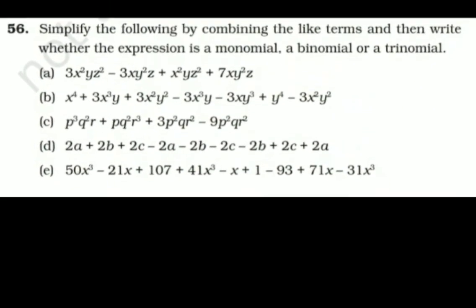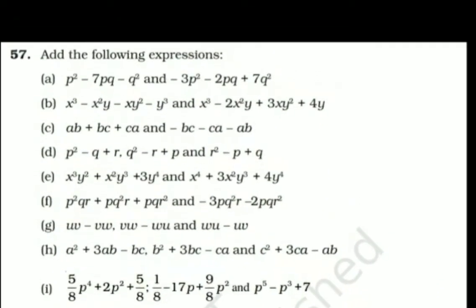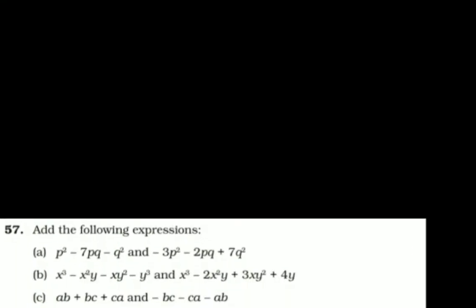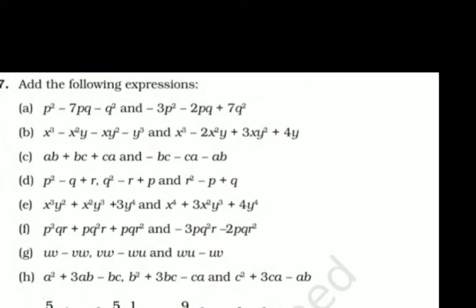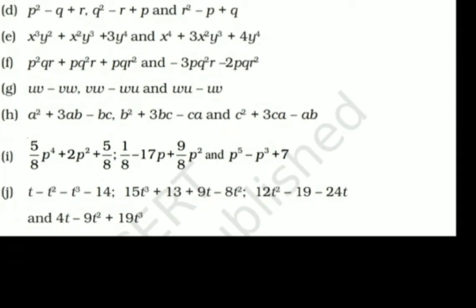Then I will go to the second question. Add the following. Here two algebraic expressions are given, and in between "and" is given. That means first you have to write the two expressions and in between you have to put a plus sign, because add is there. These are the questions A to J, and some fractions are also given. So a little bit complicated examples are also given. Pause the video wherever you did not understand the question, write down the question carefully and solve one by one.